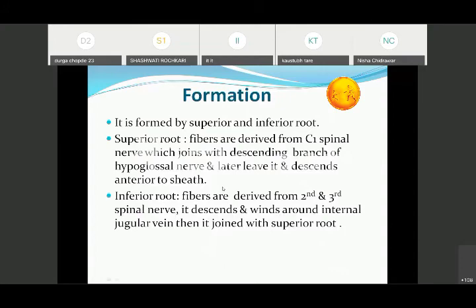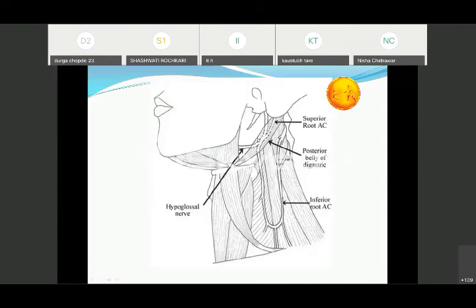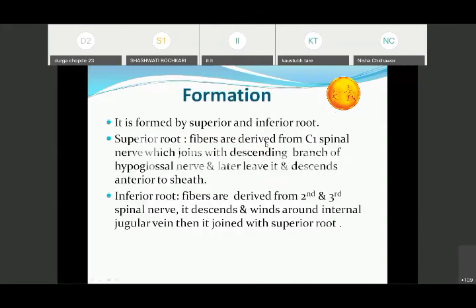How is it formed? It is formed by two roots: the superior root and the inferior root. Here you can see this is the superior root and this will be the inferior root of the ansa cervicalis. In the superior root, the fibers are derived from the C1 spinal nerve and they join with the descending branch of the 12th cranial nerve, that is the hypoglossal nerve. Later on they leave and descend anterior to the sheath, as the superior root.